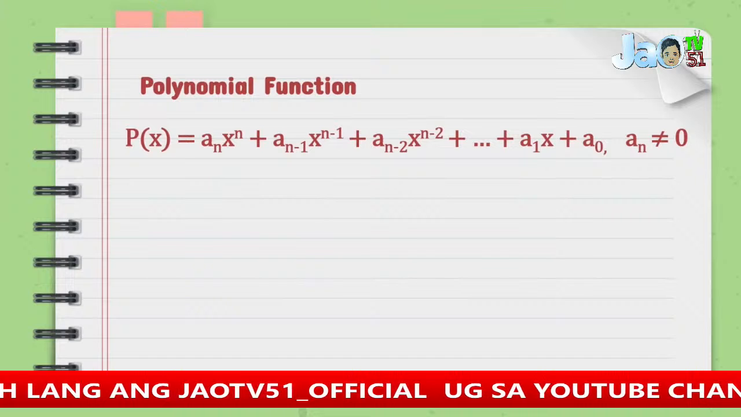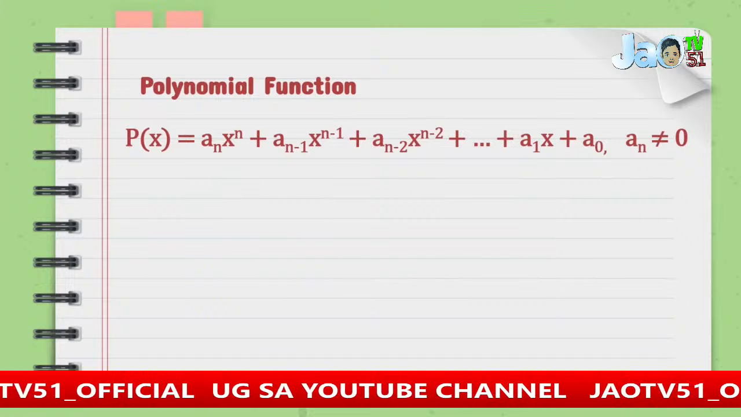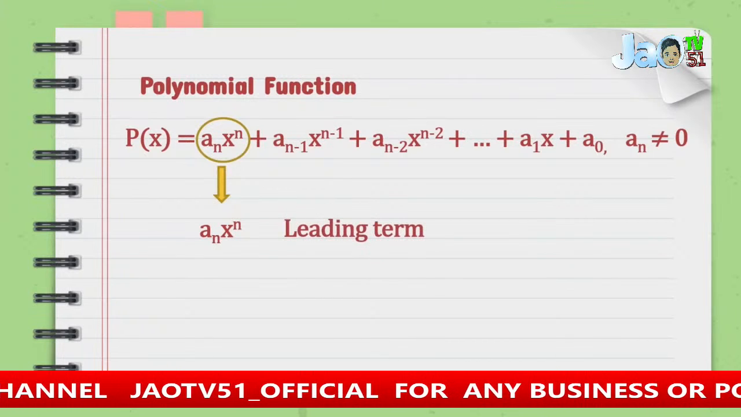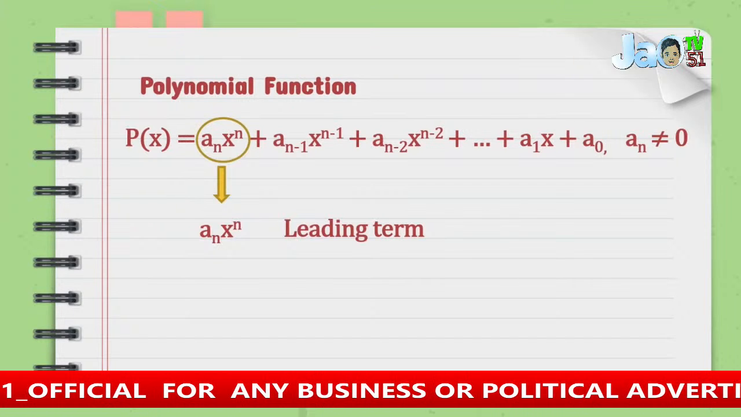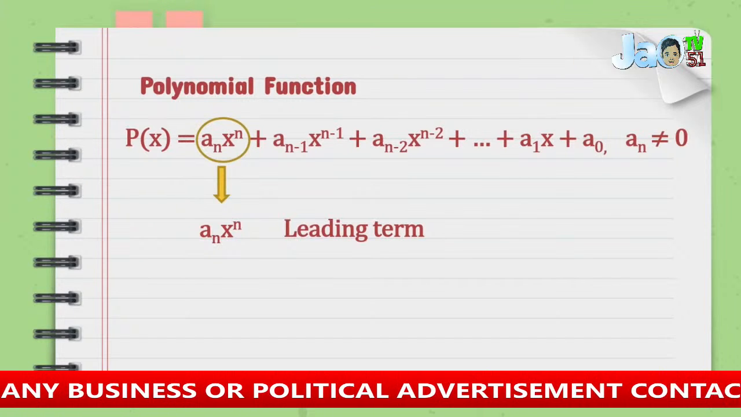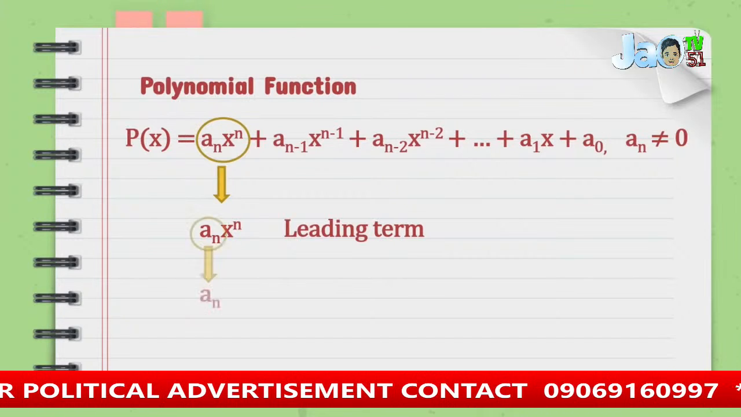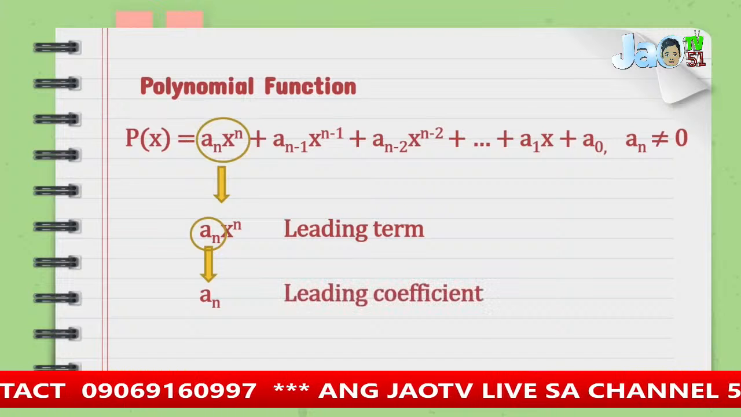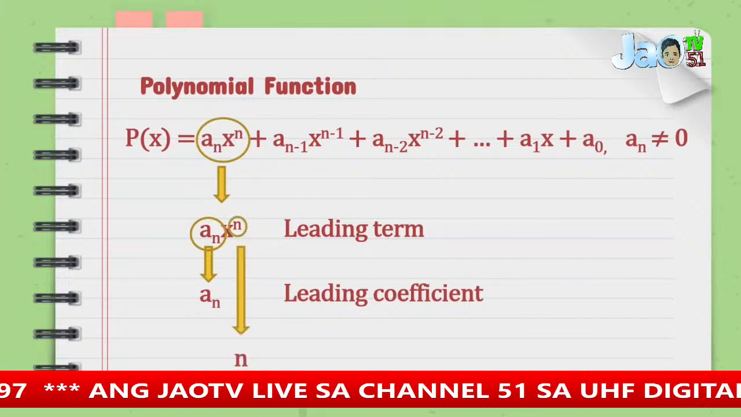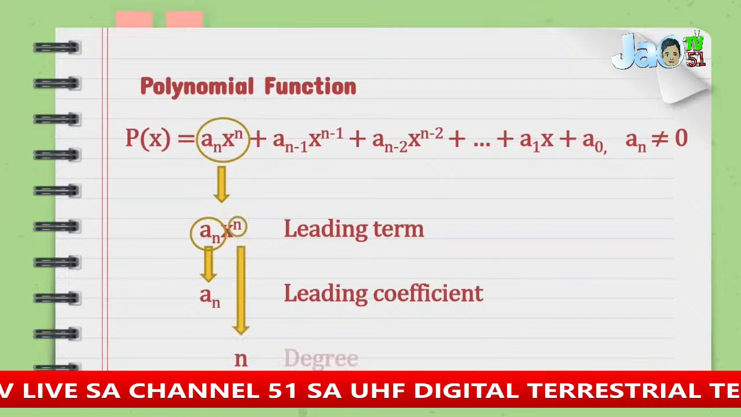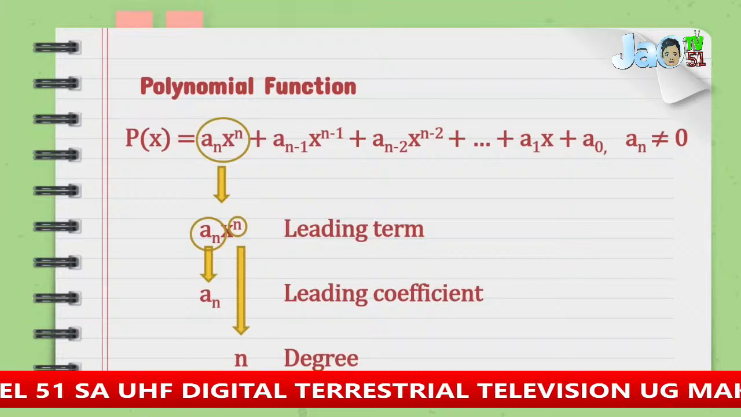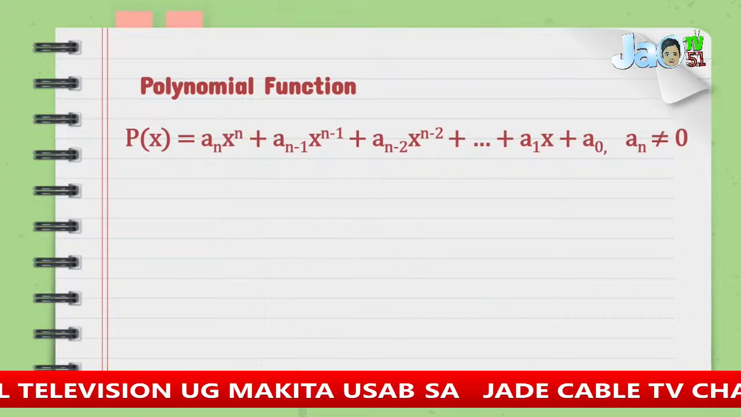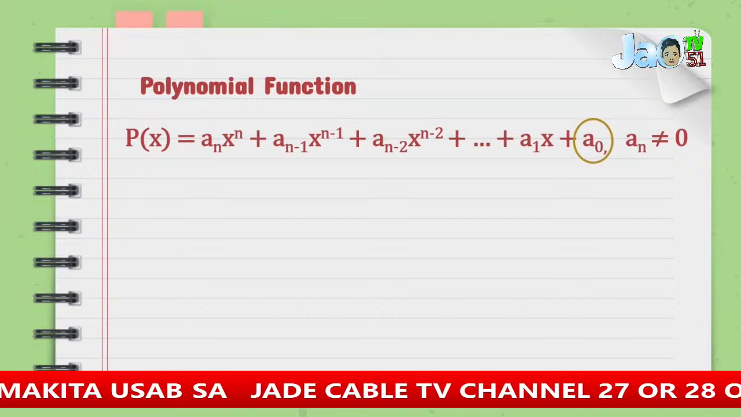a sub n x to the n is the leading term. This is the term with the highest exponent. Its coefficient a sub n is the leading coefficient, and its degree n is the degree of the function. The degree of the function is the highest power of the variable of p of x. a sub 0 is the constant term.